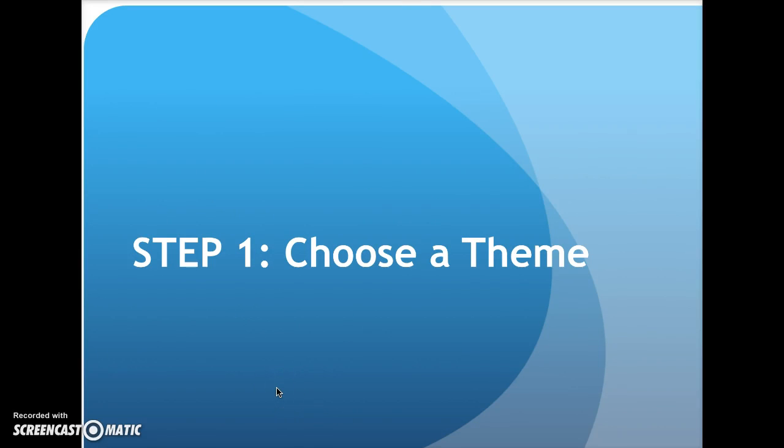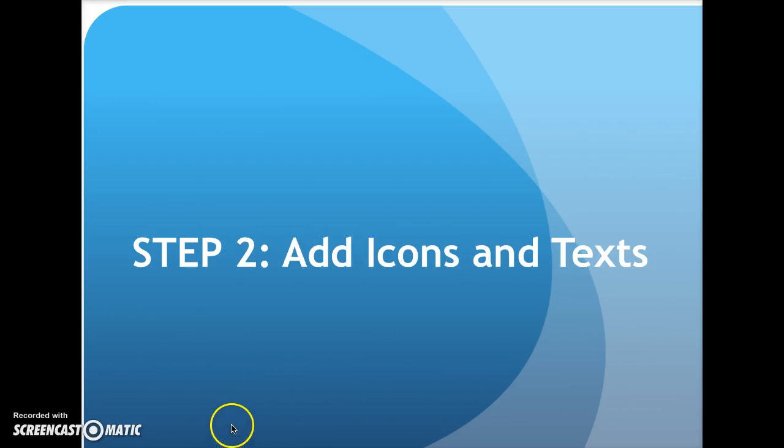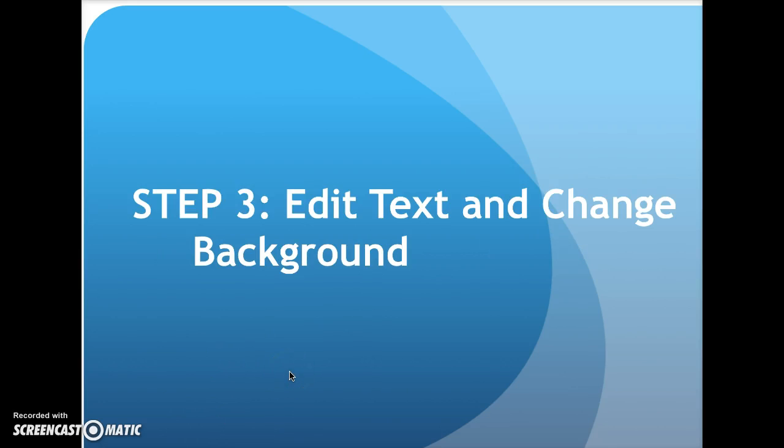We need to, first of all, choose a theme. And chances are this theme will be somewhere within your line of work or line of interest. After we choose a theme, we're going to add icons and text to that theme throughout the infographic. Then we're going to edit that text, make the fonts look a little bit more appropriate. We might even change the background of the infographic.